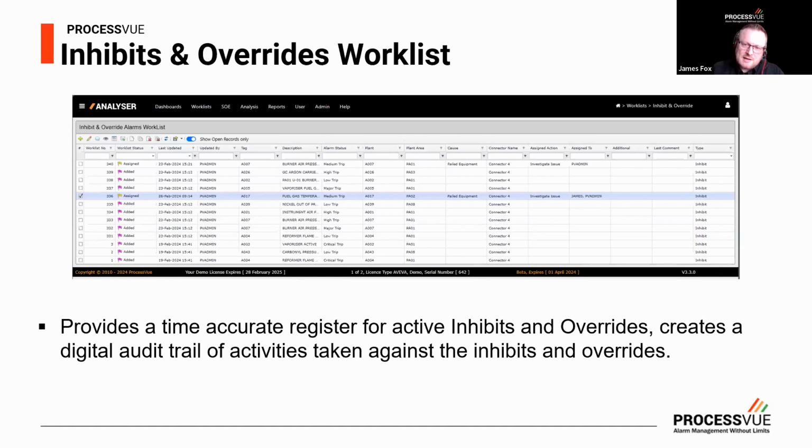So what we've done to help and complement the inhibit and override logbook is we've introduced an inhibit and override work list. And so the inhibit and override work list allows ProcessVue to dynamically monitor for when an inhibit or an override is placed on your systems. It will then be added to a dynamic register. So the work list can be used to see all of the inhibits and overrides that are currently active on the system. Once they're on the work list, again, they can be assigned to responsible people who can then record and audit all of the action they take around those inhibits and overrides.